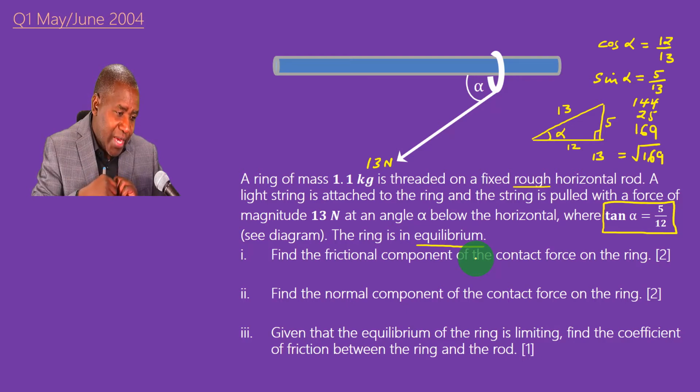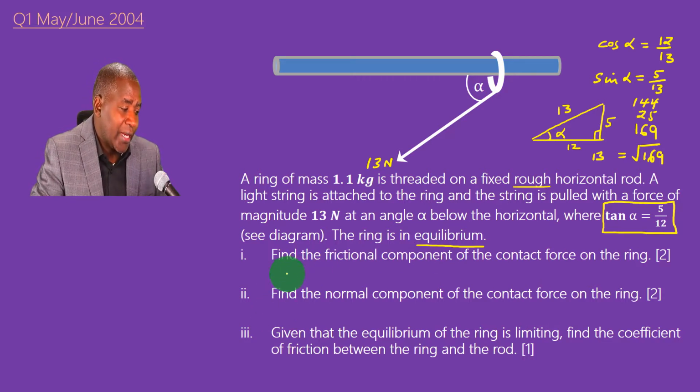The next thing is we are asked to find the frictional component of the contact force. Look at that long term, frictional component of the contact force. What does that mean? It means that there is a contact force here, and that contact force has a frictional component. The other component it has is the normal component. In Mechanics 1, they will always use that full term, frictional component of the contact force, normal component of the contact force. So get used to it.